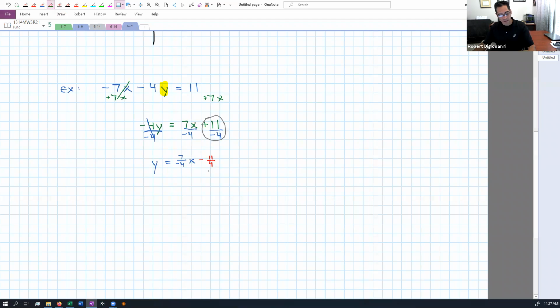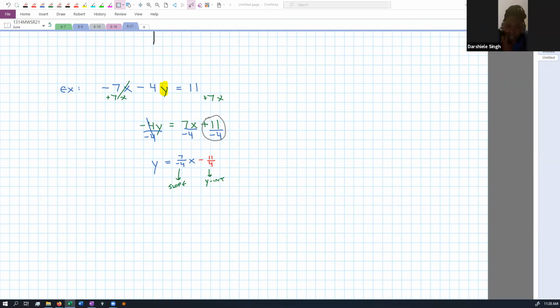And at this point, I have my y-intercept and I have my slope. Any questions up to that point? Yes, I get confused when we have to do that last number, like how you just got 11 over 4 instead of 11 minus 4. I'm dividing, right? I'm dividing each thing by negative 4, not subtracting.